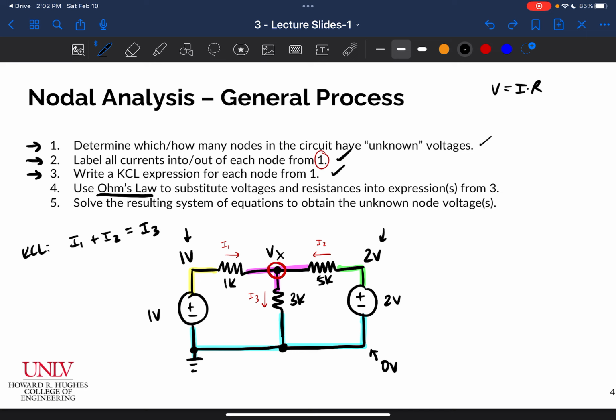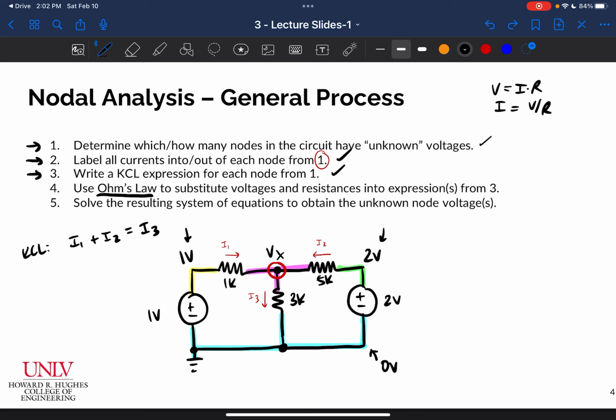And what does it mean by use Ohm's law to substitute voltages and resistances? Well, I know that I is equal to V over R if I rearrange Ohm's law. And so basically what step 4 is saying is I can take all of these currents and I can represent them in terms of the voltages and the resistances across the resistors where I define my currents, okay?